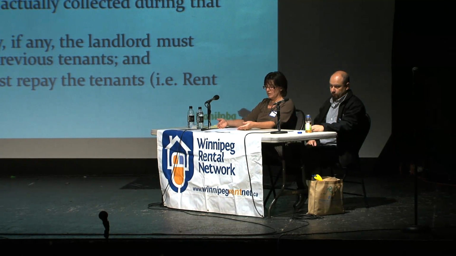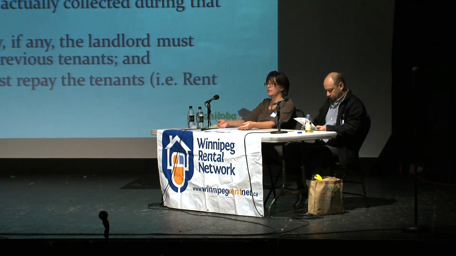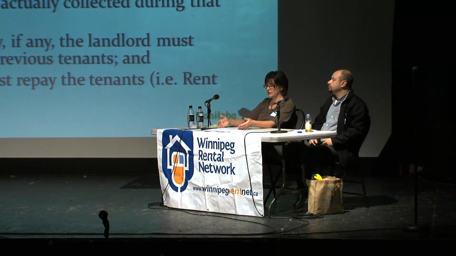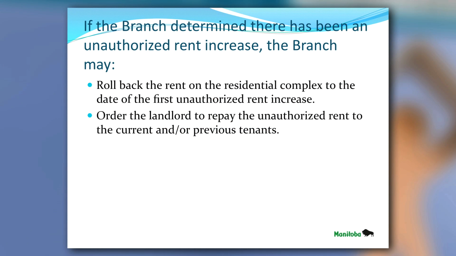The amount, if any, the landlord must refund to the current tenant or previous tenant. So if we determine that there was an overcharge, then of course you'd be required to refund the tenant. And how you have to refund the tenant. So you'd have, of course, the option to, if you have a current tenant that's living there now, they can offset their rent. Previous tenant, you can pay them outright. However it is you plan to repay your tenant, we'll look at that. If we determine that there's been an unauthorized rent increase, then we'll roll the rent back and we'll order you to repay the unauthorized rent to the current or previous tenants.